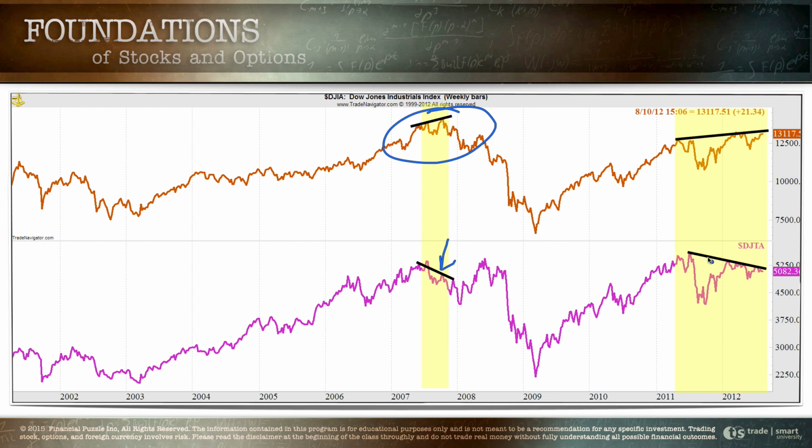Look over here in 2012, we had a similar situation where the industrials kept making a higher high and the transports were making a lower high. Now this one did not play out into a huge correction.